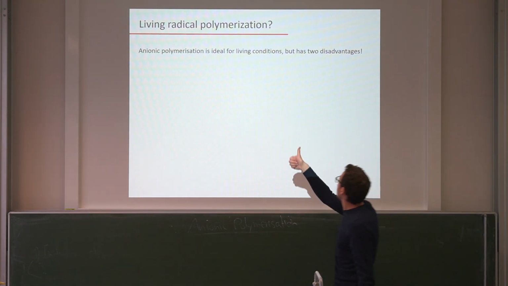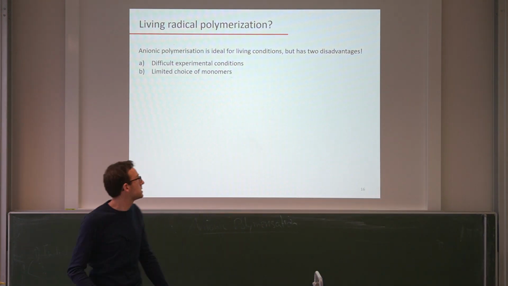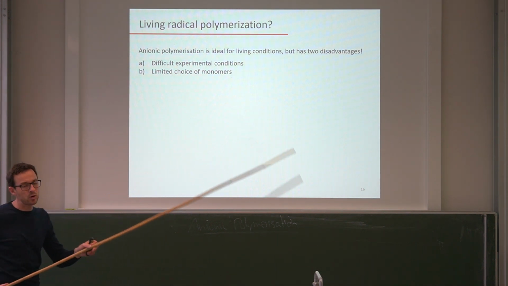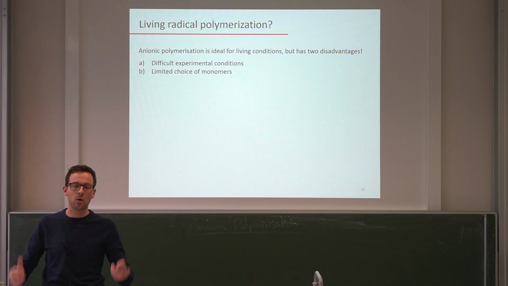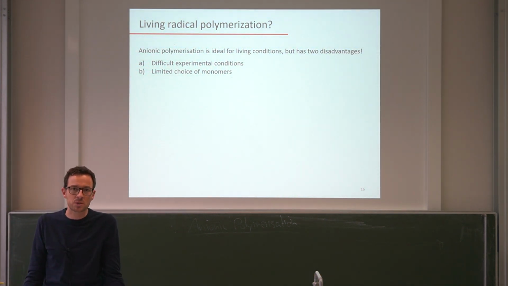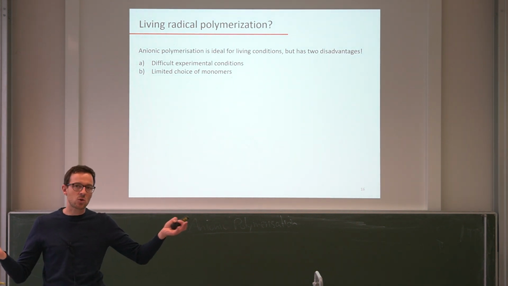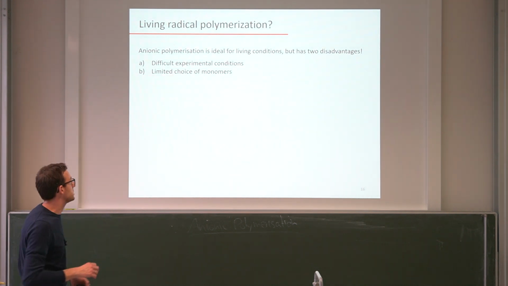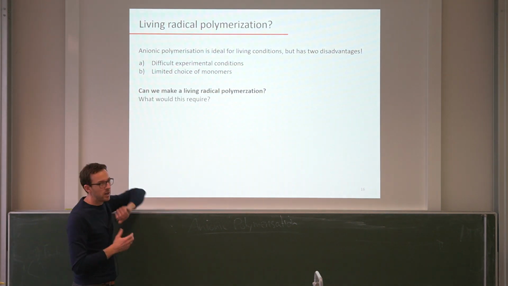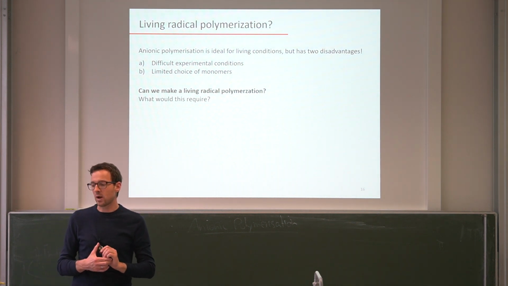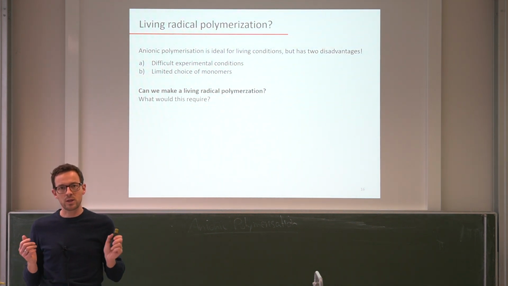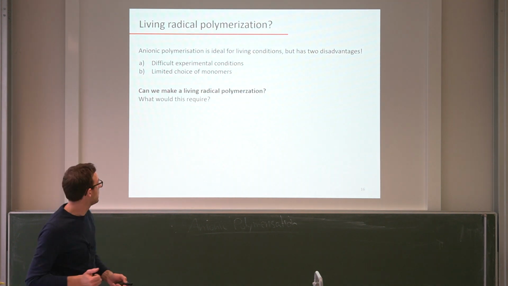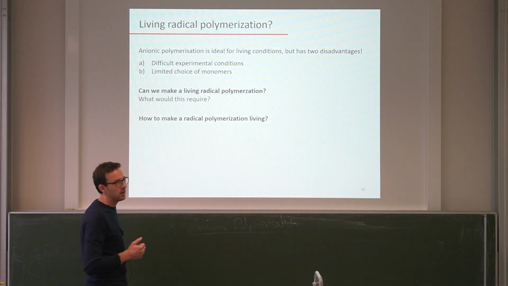So anionic polymerization is ideal for living polymerization, but it really has these disadvantages that we have difficult experimental conditions, and also, of course, the choice of monomers is fairly limited because we always need to take care of having these electron withdrawing groups. In radical polymerization, we pretty much don't care. If a molecule has a double bond, it can be polymerized by a radical polymerization. So if we think about a living radical polymerization, what do we need to take care of? What is the key problem? How to make a radical polymerization living?